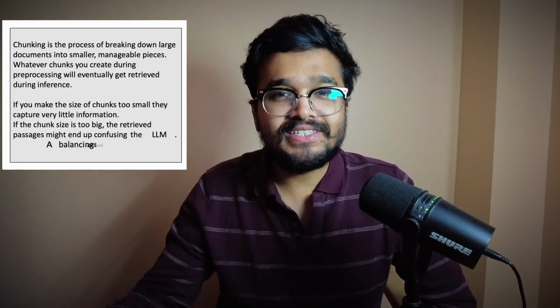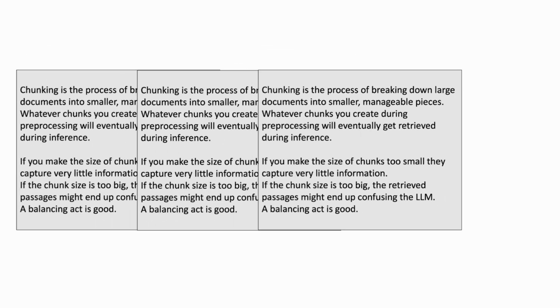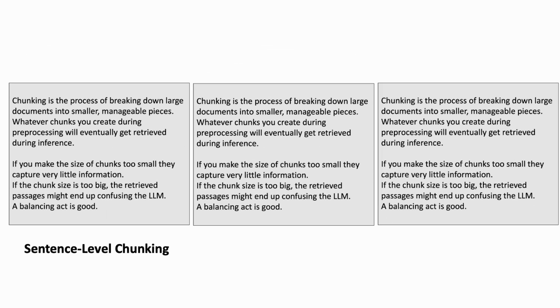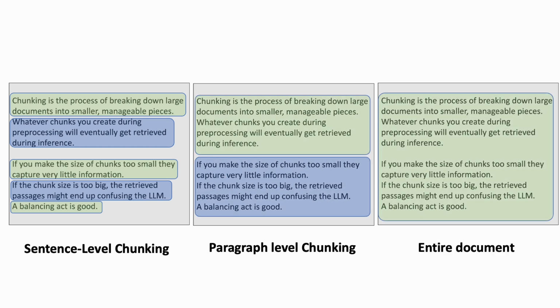Chunking is the process of breaking down large documents into smaller, more manageable pieces. It might sound simple, but trust me, the way you chunk your data can make or break your RAG pipeline. Whatever chunks you create during pre-processing will eventually get retrieved during inference. So if you make the size of the chunks too small, like each sentence, then it might be difficult to retrieve them through any kind of search method because the chunks capture very little information to search on.